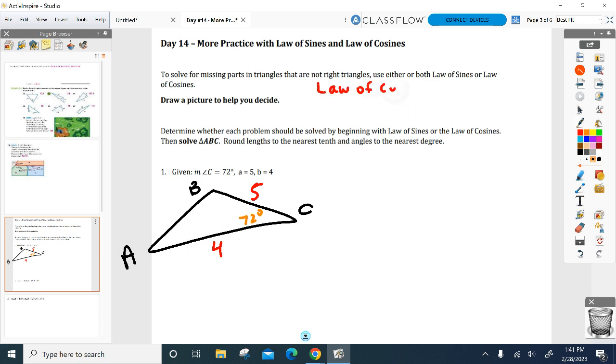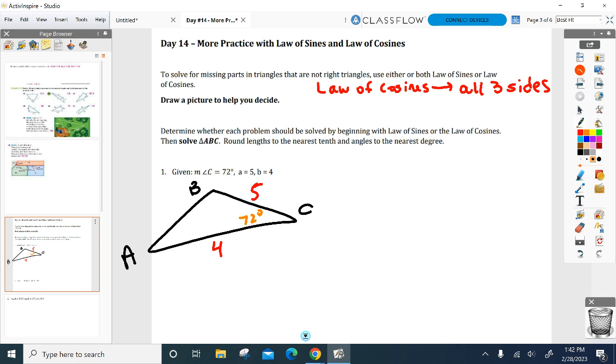I'm not going to rewrite it. But I had an A, a B, and a C in law of cosines. And those all were what? A, B, and C. They're all sides, right? Everyone agree? A, B, and C were sides. So the only way you can use law of cosines, you have all 3 sides.